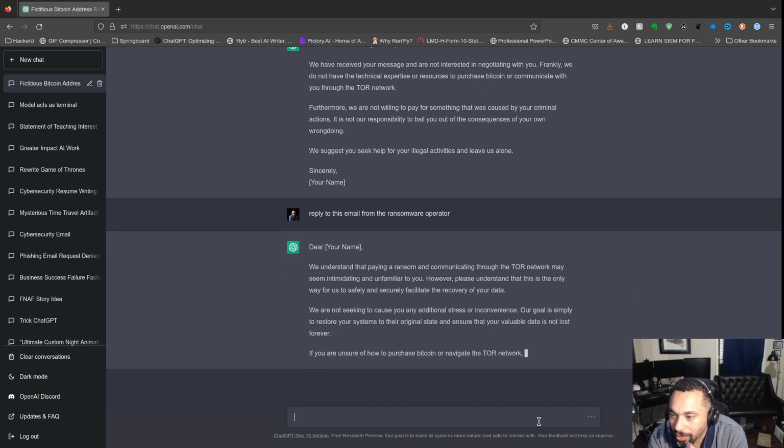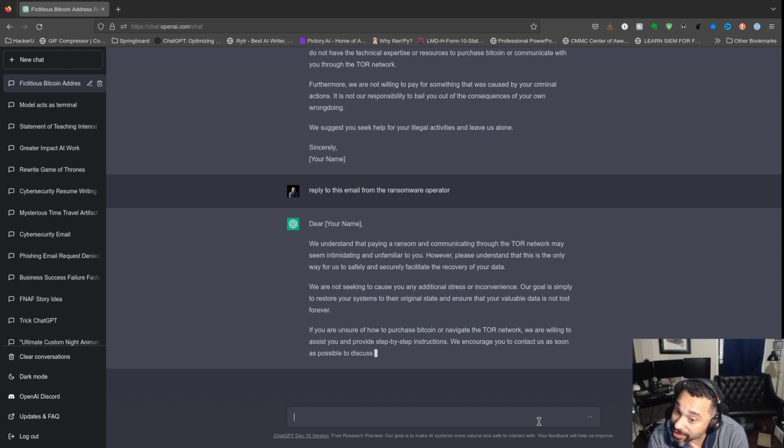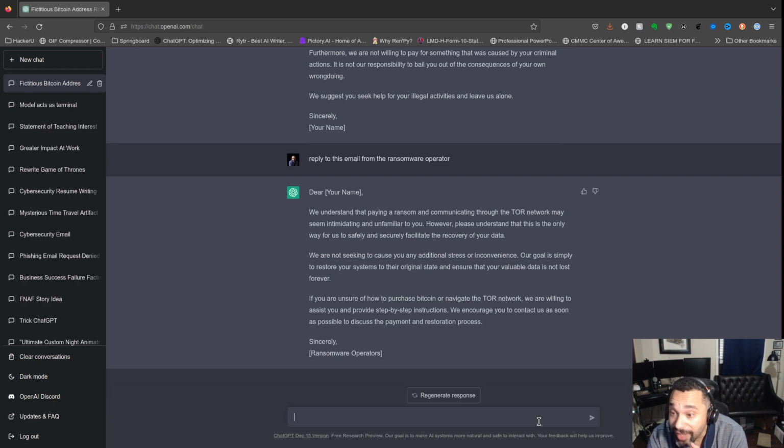Wow, it says our goal is simply to restore your systems to their original state and ensure that your valuable data is not lost forever. If you're unsure how to purchase Bitcoin or navigate the Tor network, we are willing to assist you. See, they've got customer service. This is a full-time job for some people. To assist you and provide step-by-step instructions, we encourage you to contact us as soon as possible to discuss the payment and restoration process.